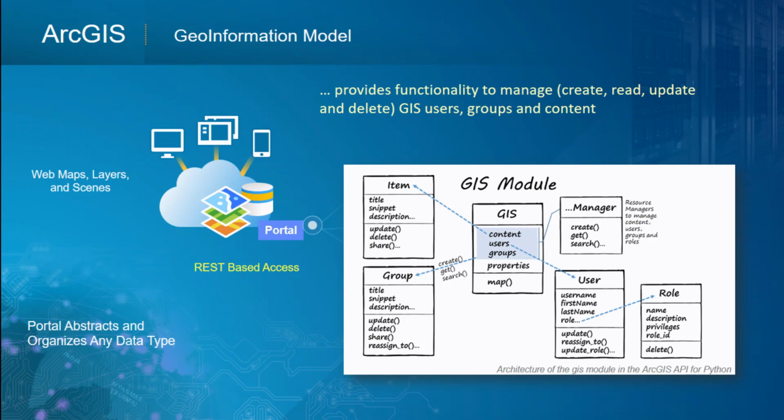But the Python API is really designed around this information model. So you're not going to be seeing as much of layer files and MXD documents and things like that. We're looking at the entire web GIS, the types of things that you would be interacting with through the ArcGIS Online website or the portal website, for example, that Dan showed.